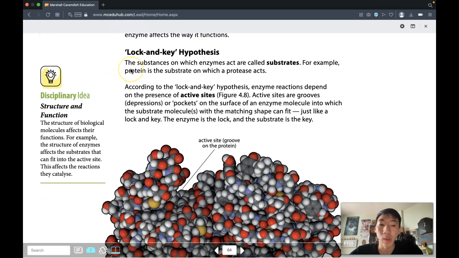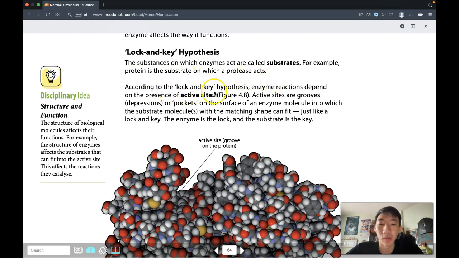You may recall that in chemistry, you often talk about reactants and products, right? There's a similar concept here, and we call the reactants substrates, but only in the context of enzymes. So the substances on which an enzyme will act are called substrates. For example, protein is the substrate on which a protease acts.